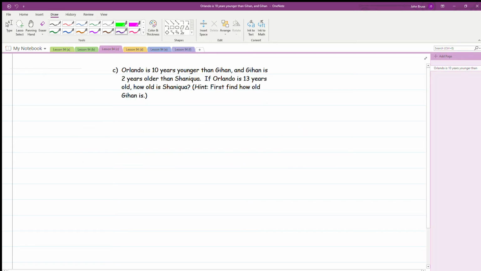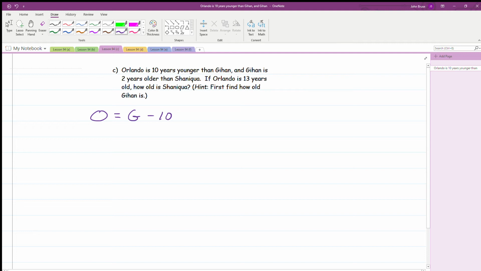Let's go ahead and go look at C. It says, Orlando is 10 years younger than Gian. So Orlando equals, and I'm going to just use their letters for their names. So O equals G minus 10 for Gian. So Orlando is 10 years younger than Gian. So we could just figure that out by saying O equals G minus 10.